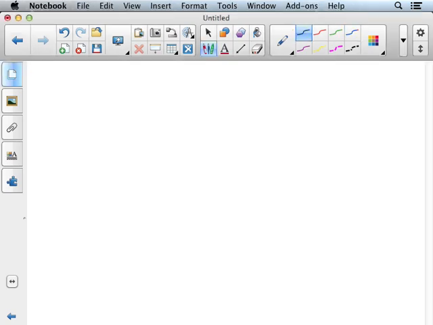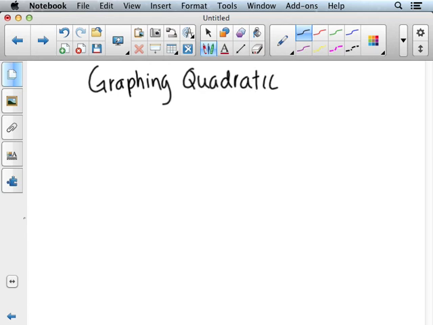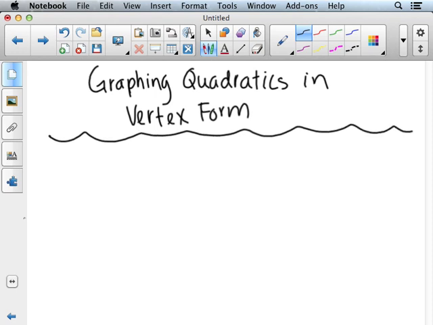Right, today's notes are on graphing again. This time we are graphing quadratics in vertex form. So first thing is to remember what vertex form is. You learned what vertex form is from the PowerPoint with all the vocabulary. It looks like this: y equals a times (x minus h) squared plus k.